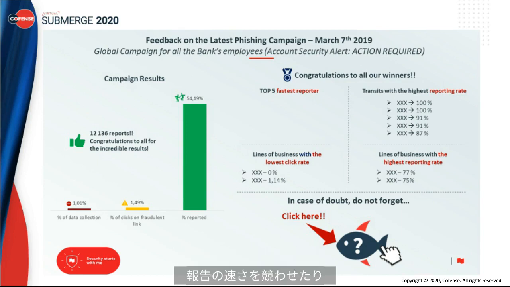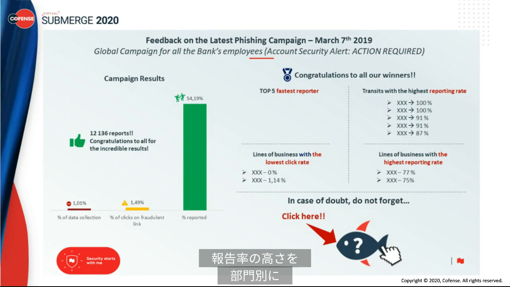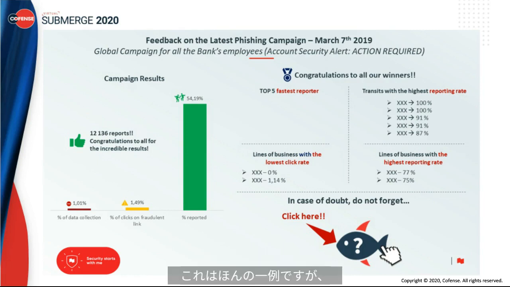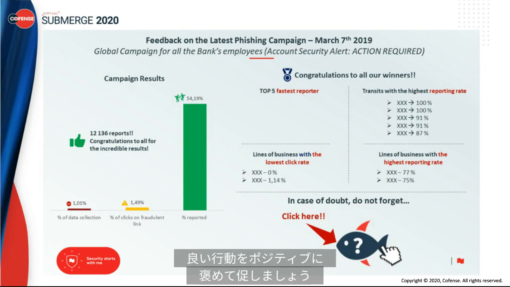You can encourage the fastest reporter. You can encourage the sectors with the highest reporting rate, as you can see on the screen. It's an example, but you always need to encourage the good behavior. Never be negative. Never talk about the click rate.